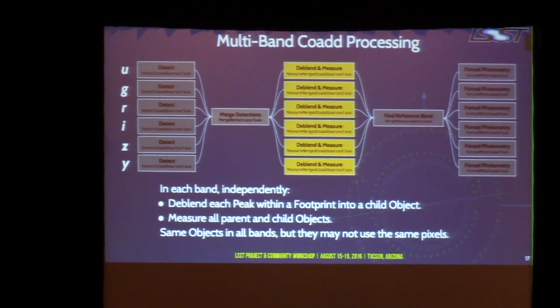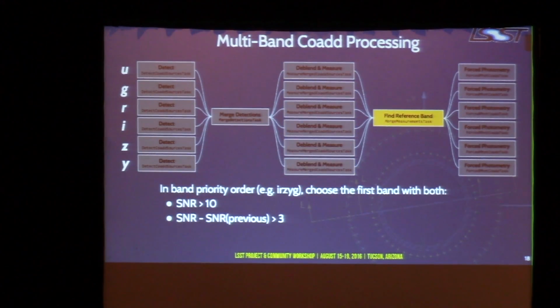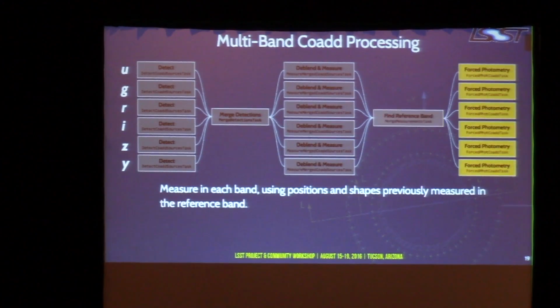And then we deblend them separately in every band. So we have the same definitions of where objects are, but we might choose different pixels, different assignments of pixel values for each of them, and then we measure separately in every band. We then choose one band for each object to be the reference band, and we go back and measure again. And this is what we call forced photometry. We're using the same centroids and shapes across all bands so you can get consistent colors.